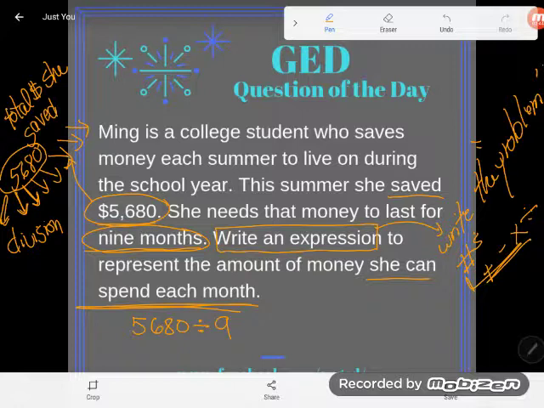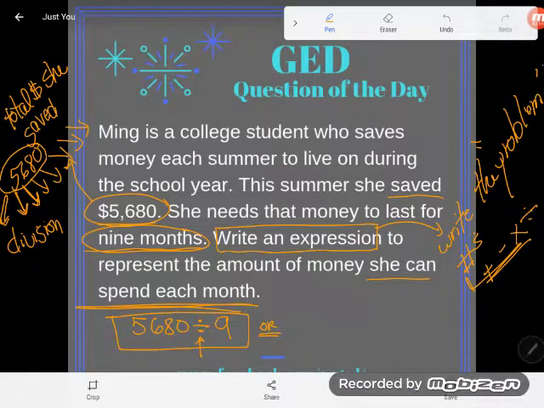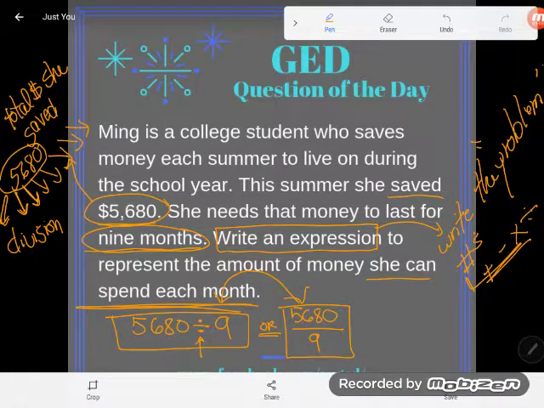5,680 divided by 9 is how most GED students would write this. Now, I do want to remind you that mathematicians tend not to use this divided by sign. We said they more often use a fraction bar. So another way I could write this is 5,680 over 9. It means the exact same thing as that. Those two things are completely interchangeable. So you could have written this either of those ways, okay?